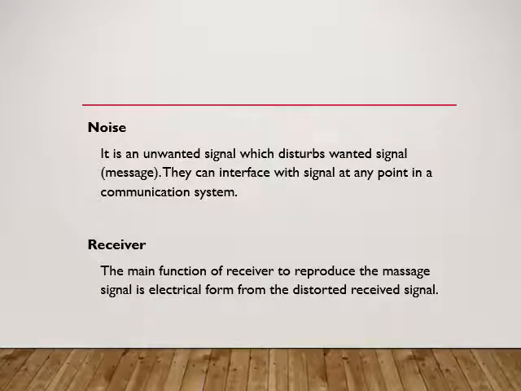Noise. We know that noise is an unwanted signal. Receiver. Receiver is the last portion of the block diagram. Here, the main function of the receiver is to reproduce the message signal in electrical form from the distorted received signal.